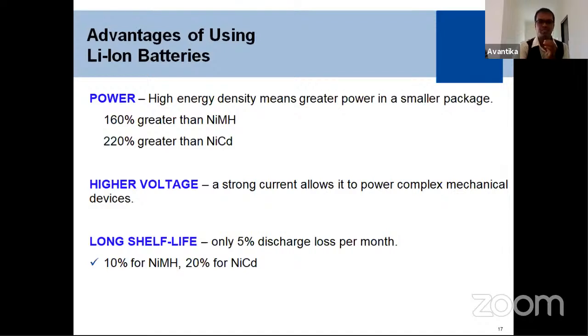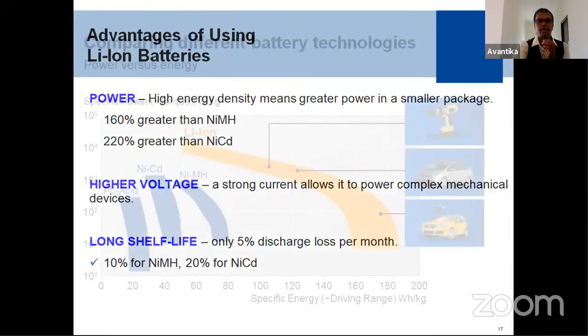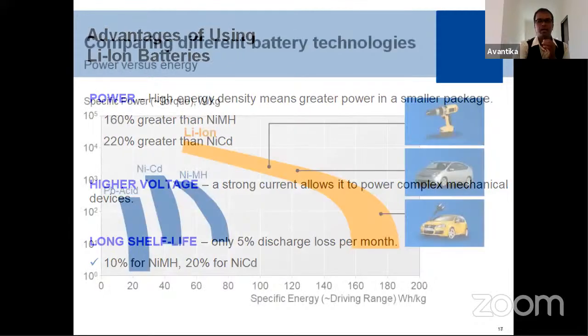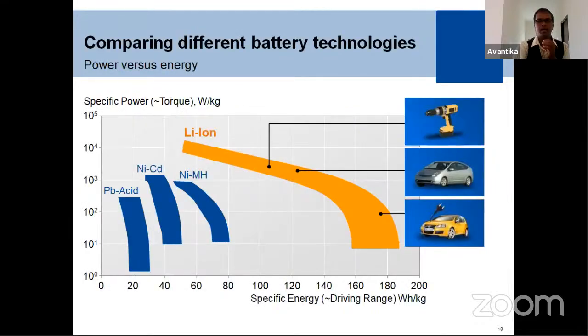These are also a few advantages of lithium ion batteries. The power density is also 160% greater than nickel metal hydride, and 220% greater than nickel cadmium. This slide shows lithium ion batteries compared to other batteries.